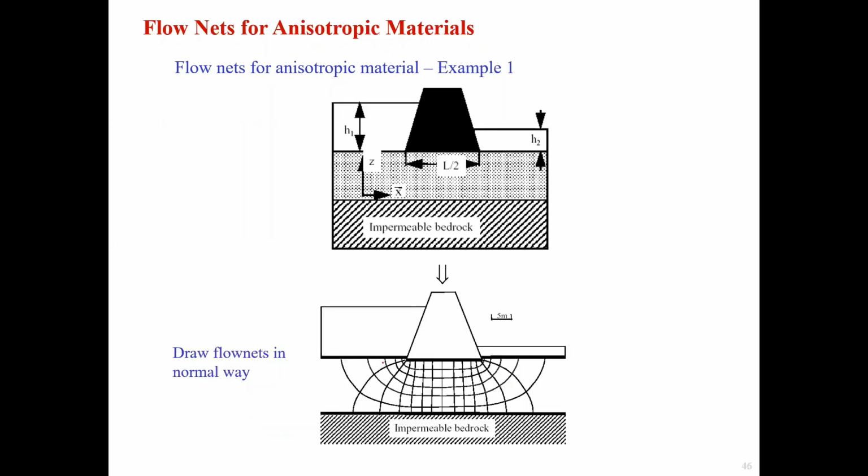Now that we have the equivalent isotropic system, we can draw the flow nets. So that's how the flow net looks like. We have the flow length and equipotential length, already provided in this figure, in the bottom figure here.